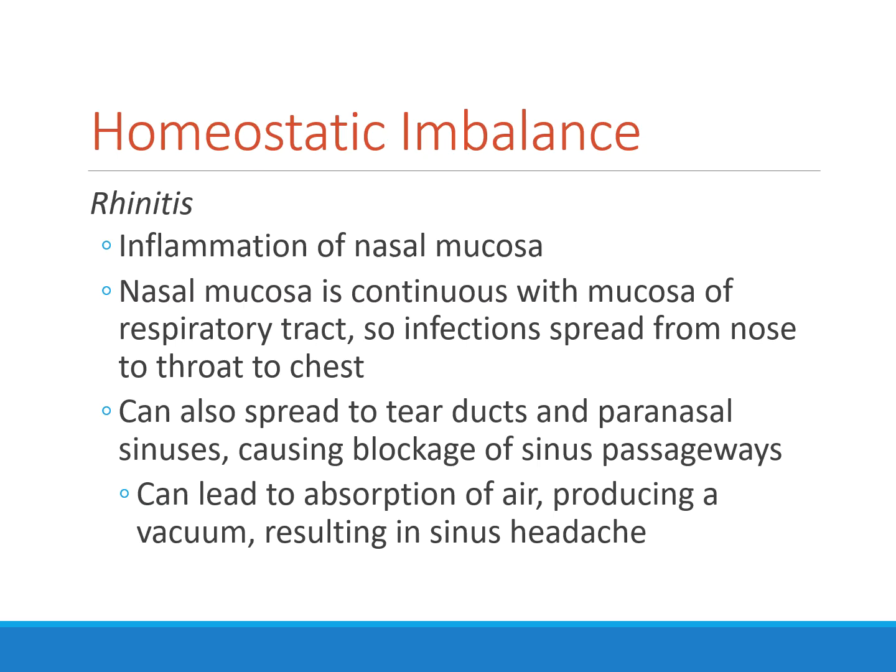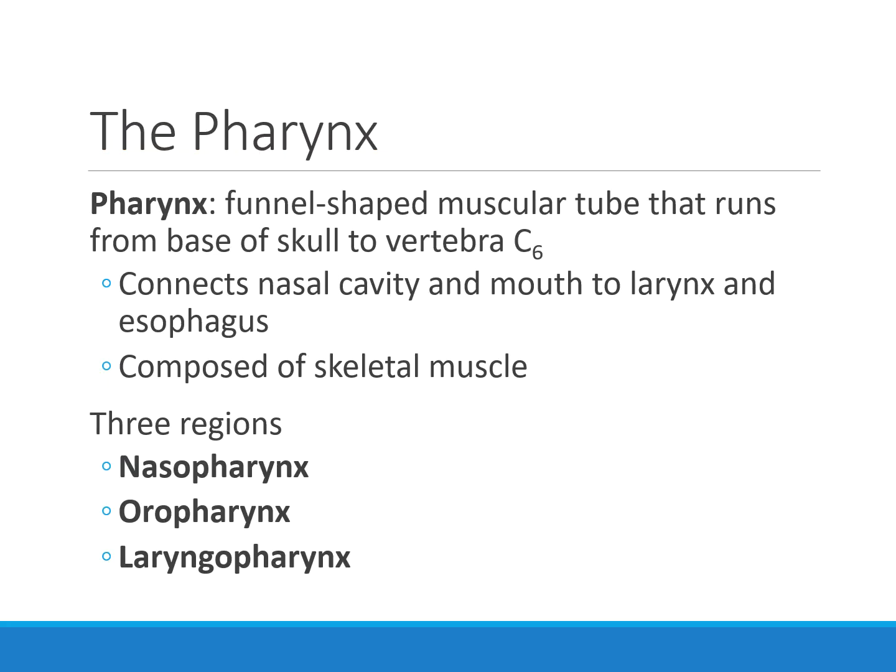So rhinitis is inflammation of the nasal mucosa. The nasal mucosa is continuous with the rest of the respiratory tract. So if you've ever had an inflammation or a cold in your nose and you notice it travels down your throat and eventually ends up in your chest, it's because it's all connected. It can also spread to your tear ducts and to the paranasal sinuses and cause a sinus infection. It can lead to the absorption of air, which produces a vacuum, and that's what gives you a sinus headache in those paranasal sinuses.